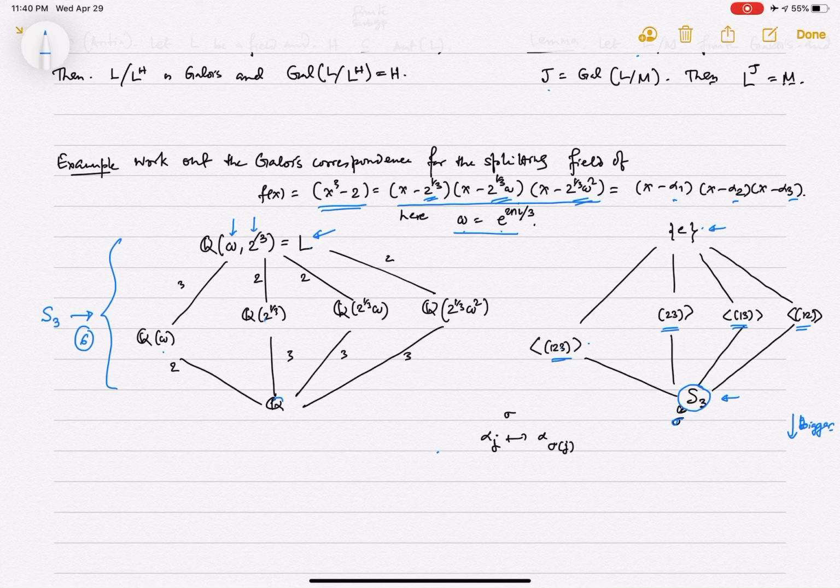And on the left-hand side, I've written down the subfields of L that contain Q. There's L itself, there's Q, and there are 4 intermediate fields that are properly in between. And as you can see, there is a clear correspondence between these. The first part of the Galois theory fundamental theorem establishes this correspondence, that there is a one-to-one order reversing correspondence between the subgroups of this Galois group and fields that are in between L and Q.